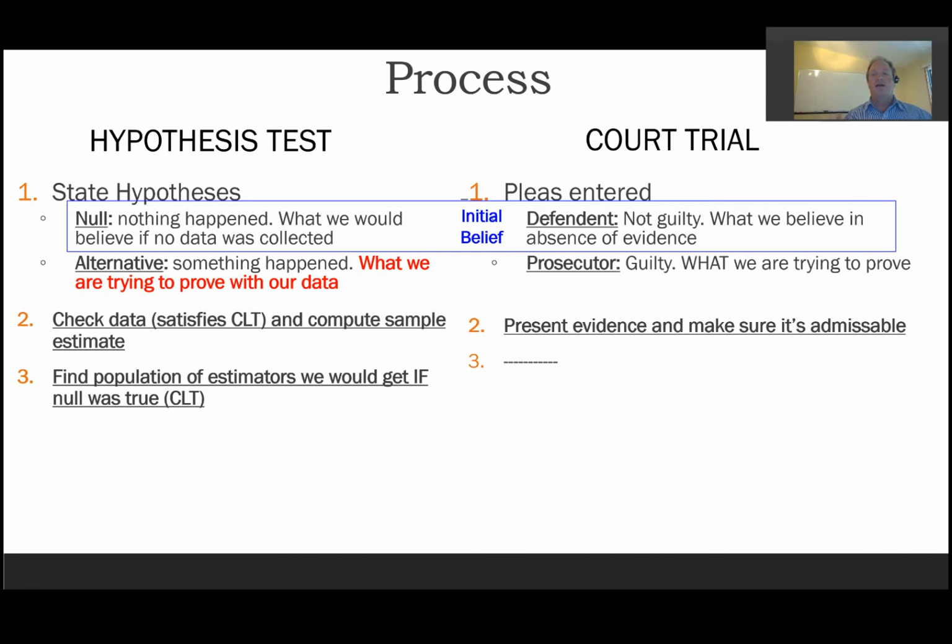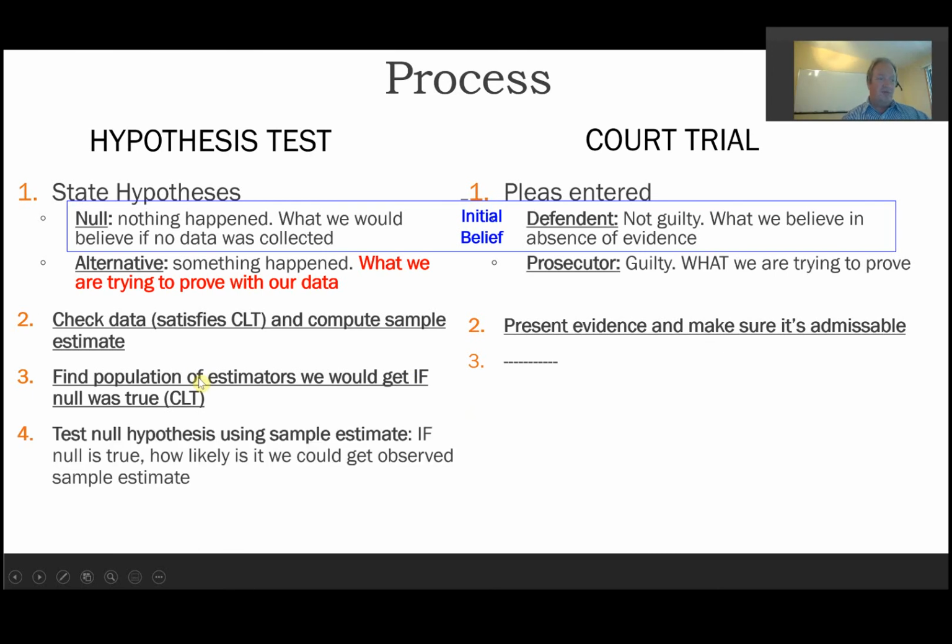Now, there's no analog of this in a court trial, but we're going to see that the calculus or the logic of how jurors make their decision is very much similar to what we're doing in a hypothesis test. So the next step is, now we have our evidence. Okay? We know what a person would look like if they were innocent, if they came from the null distribution. So now what we do is we judge the evidence relative to the population of innocent people, or the population of estimators we would get if the null hypothesis was true.